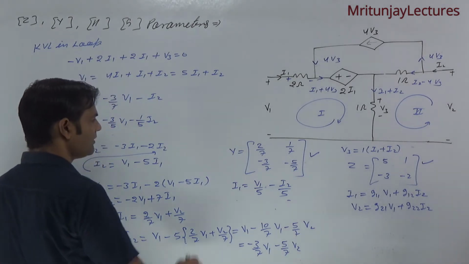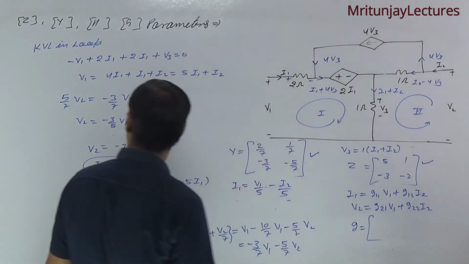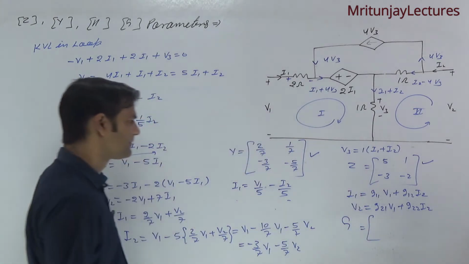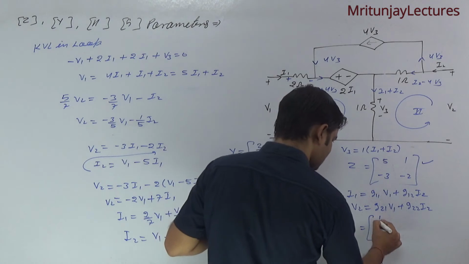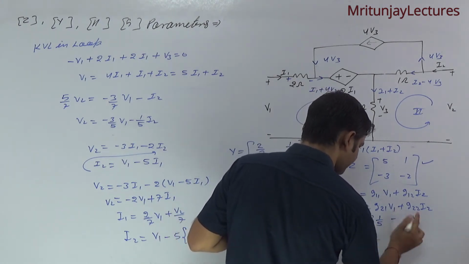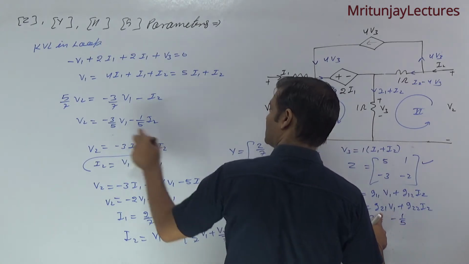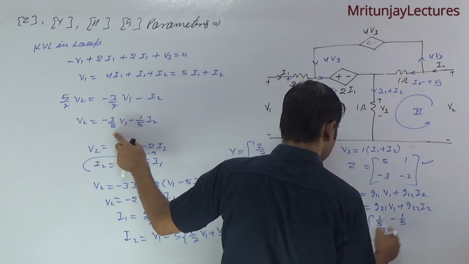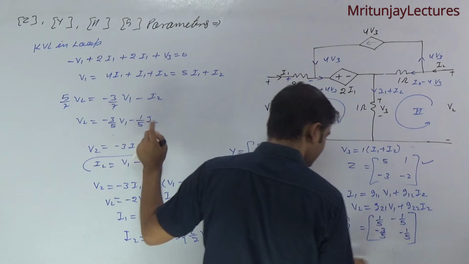Now what about the G parameters? The G parameters are written corresponding to here. G11 is 1 by 5, G12 is minus 1 by 5, G21 is minus 3 by 5, G22 is minus 1 by 5. Okay, that is the G parameters.